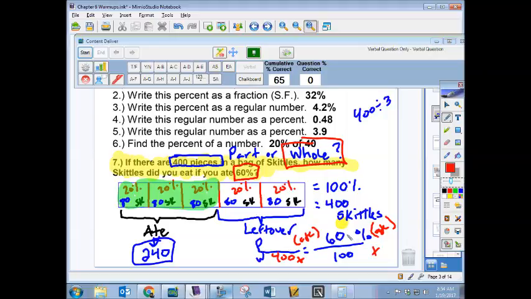400 times 60 is 24,000. Divided by 100 would be 240. Doesn't matter how we did it. Did we get the same answer? Everybody seeing this? Okay.